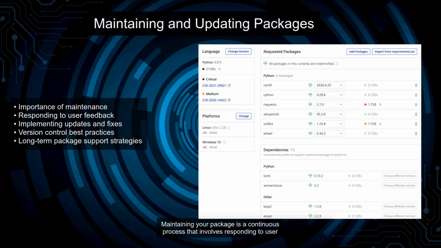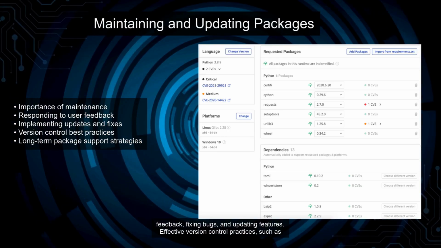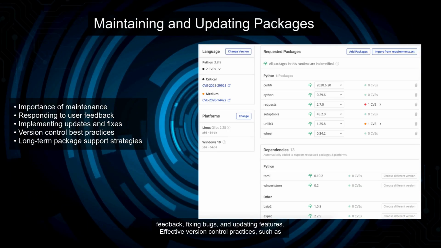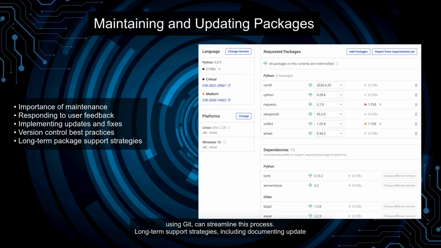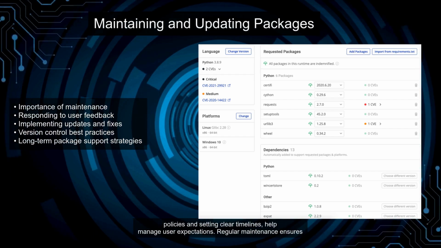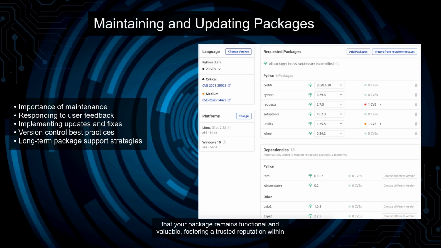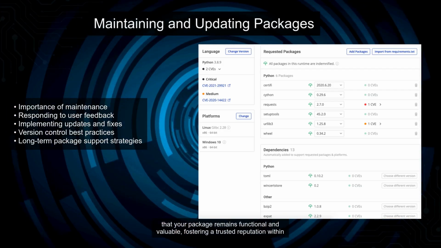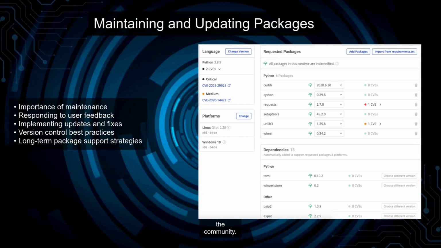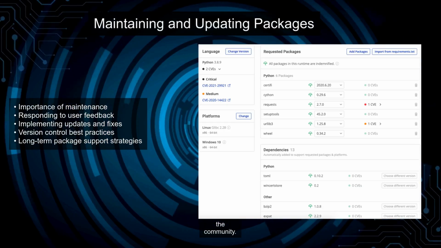Maintaining your package is a continuous process that involves responding to user feedback, fixing bugs, and updating features. Effective version control practices, such as using Git, can streamline this process. Long-term support strategies, including documenting update policies and setting clear timelines, help manage user expectations. Regular maintenance ensures that your package remains functional and valuable, fostering a trusted reputation within the community.